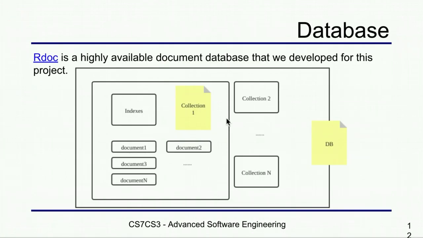Our database service, RDoc, is a highly available document database. Every database instance will have a database object, and the database object can contain multiple collections. A collection could have an index object and multiple documents, where the document is the basic data structure in our database.